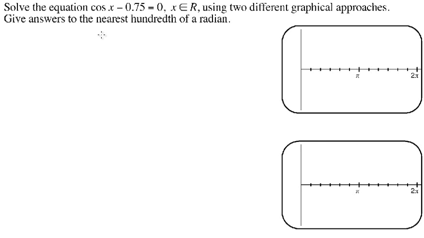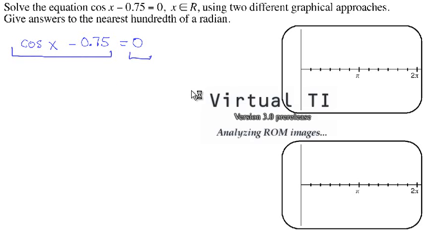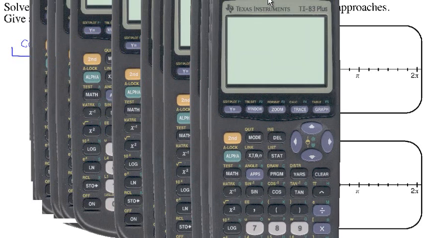So we have a trig equation to solve here. They give us cosine x minus 0.75 equals 0. There are at least two ways to solve this graphically, and one of them is the way that they've already handed us. We can graph this left-hand side and find out when it has a value of 0. That's pretty straightforward. Let's see if it works.